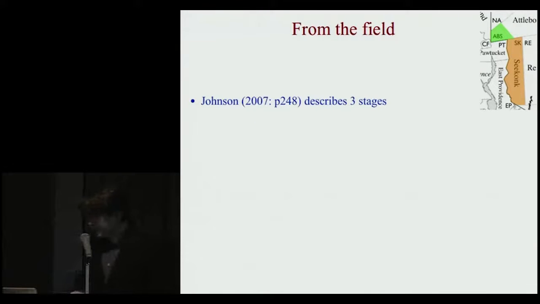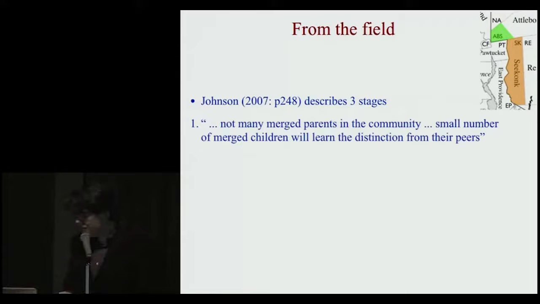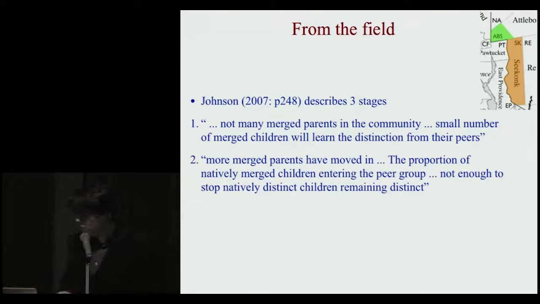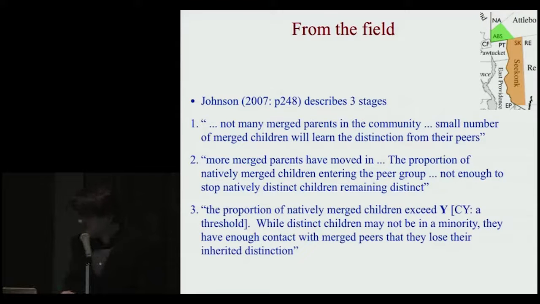So Dan Johnson, in his very careful study interviewing thousands of subjects, described 3 stages. First stage is not many merged parents in a community. A small number of merged children will learn the distinction from their peers. And second stage, more merged parents have moved in. The proportion of natively merged children entering the peer group is not enough to stop natively distinct children remaining distinct. Finally, the proportion of native merged children exceeds a threshold. He posited a threshold. And while distinct children may not be in a minority, they have enough contact with merged peers that they lose their inherited distinction.